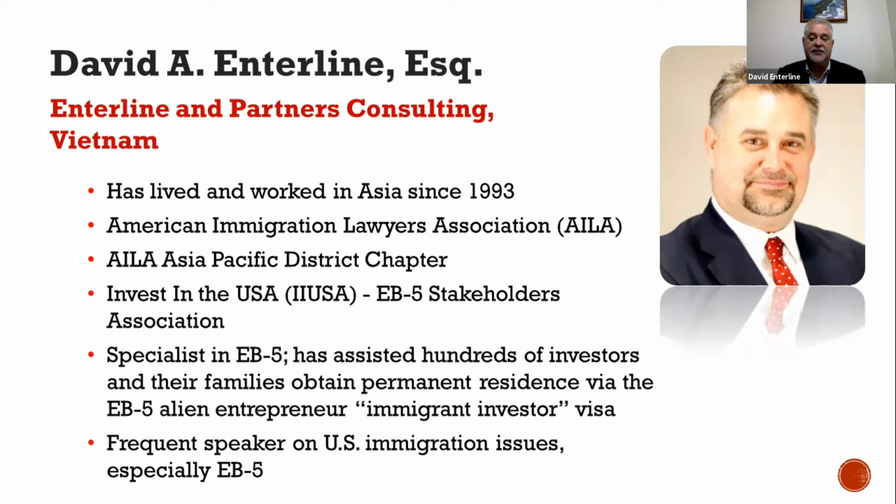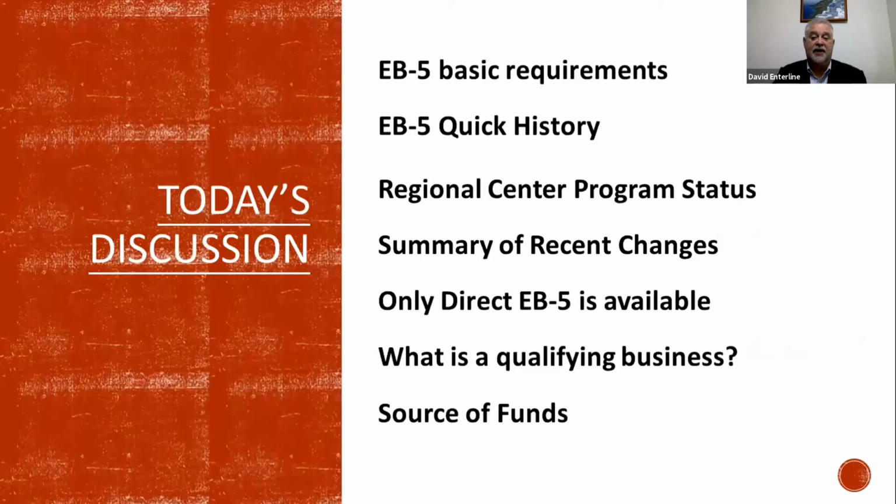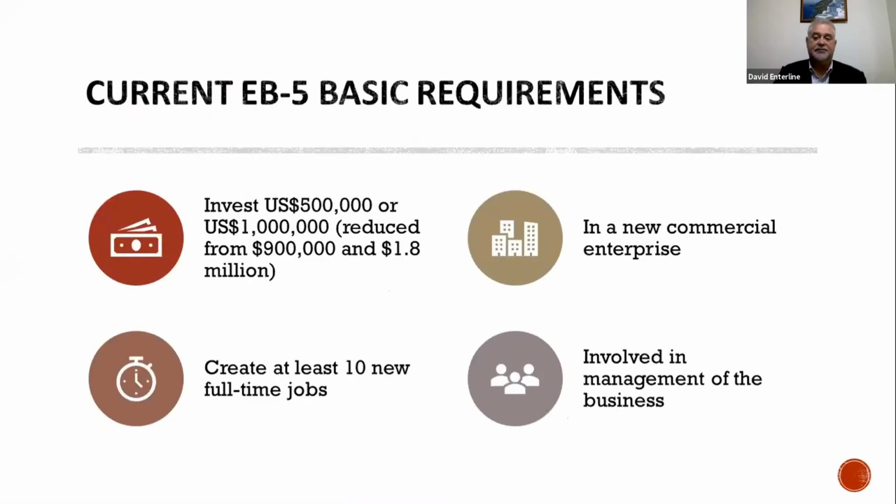Today I'm going to focus on some recent changes to the EB-5 program that you may have heard about. I hope we'll have some time, maybe at the end of the presentation, if anybody has any specific questions. As an outline for what I'll cover today: some basics to qualify for EB-5, a quick history so you understand where it's been and where we are now, the regional center program status, a summary of changes, and then now only what we call direct EB-5 is available, and I'll explain that. And then what is a qualifying business, and then the source of funds used for your investment in order to qualify for EB-5.